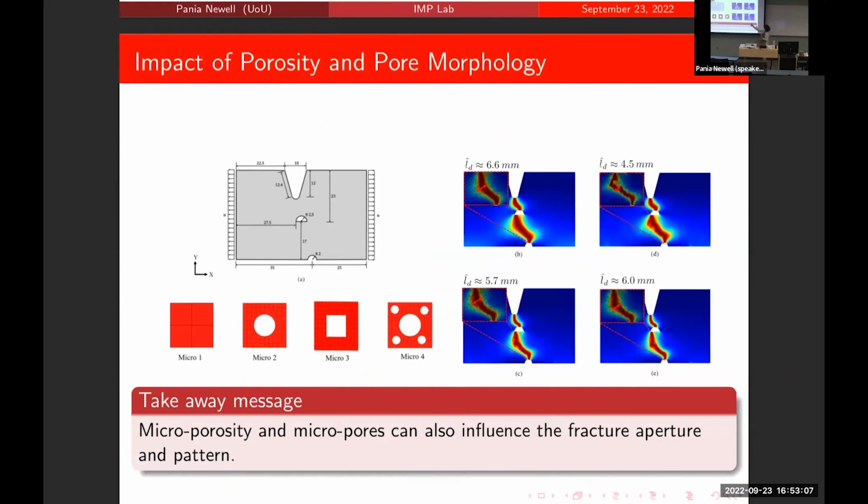So now we want to understand the role of the pore morphology, but now we are not at the macroscopic level, we are at the micro level. We have different porous systems: micropore 1, micropore 2, and micropore 3. They have the same porosity, but the pore shapes are different. And in micropore 3, obviously, we are introducing additional pores to increase the porosity. We picked that complex problem because we wanted to look at the fracture path as a result of these pores for a complex loading geometry, not just a simple single edge problem.